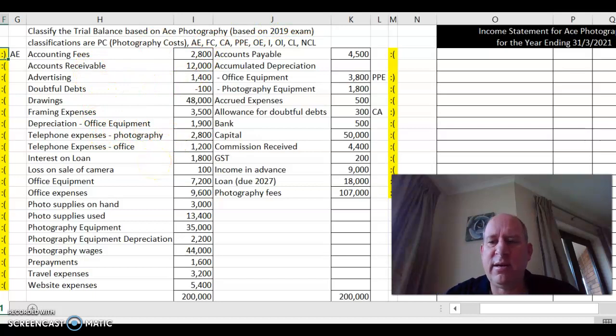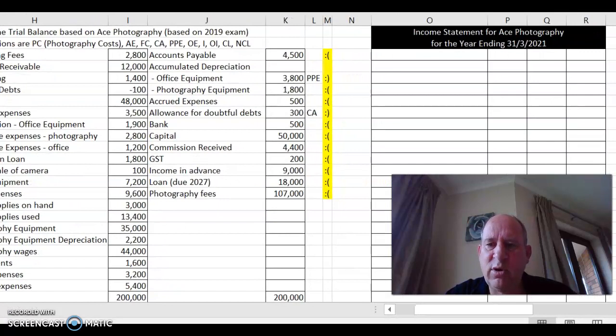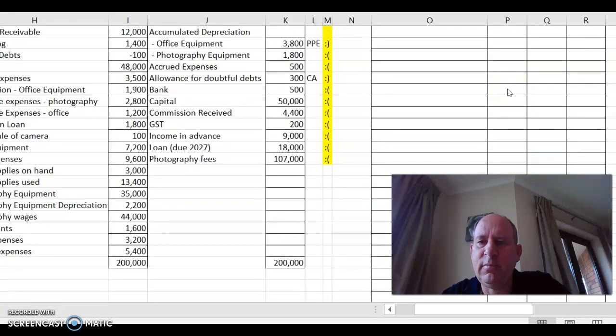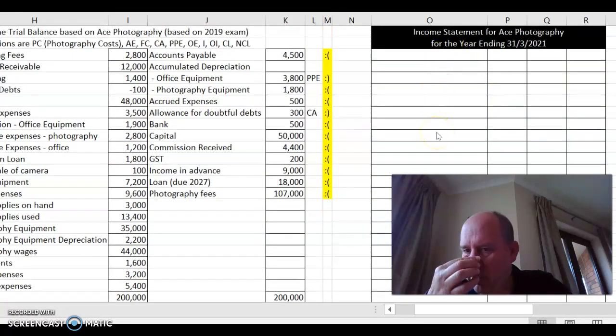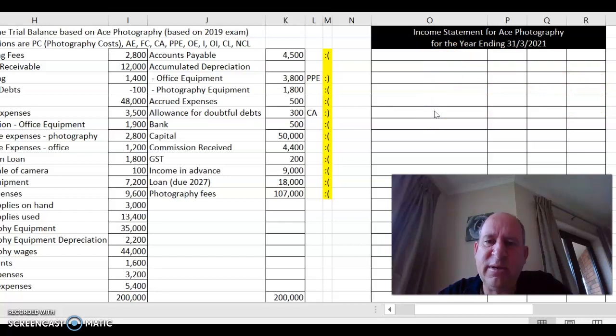All right, once you've done that, I'd like you to go through and do just the income statement. I haven't put headings because you won't get those in the exam. So I want income, less other income to get total income, and then your expenses being your photography costs, administrative, financial to get your profit. And when you're finished, just a little bit of a clue down the bottom, it tells you where you can find the answers.